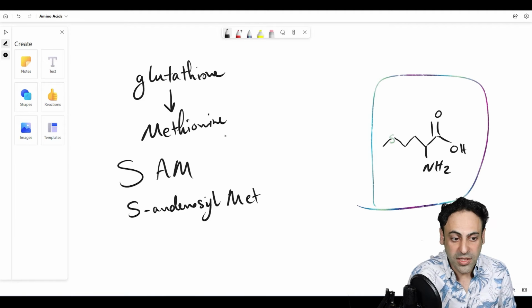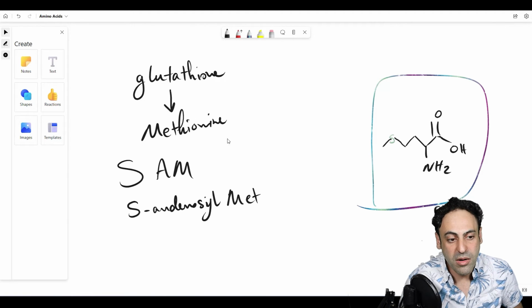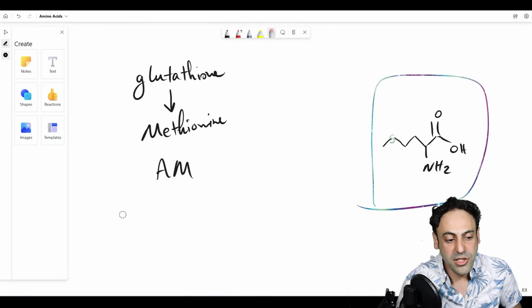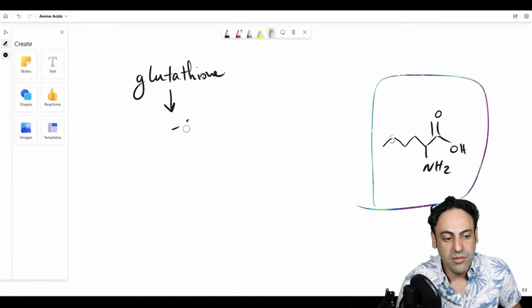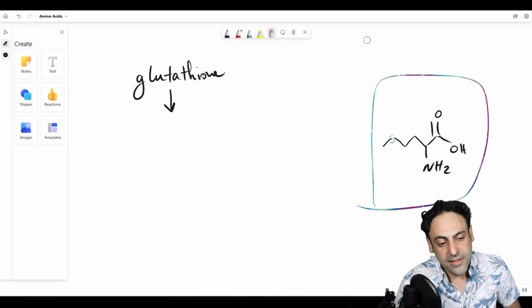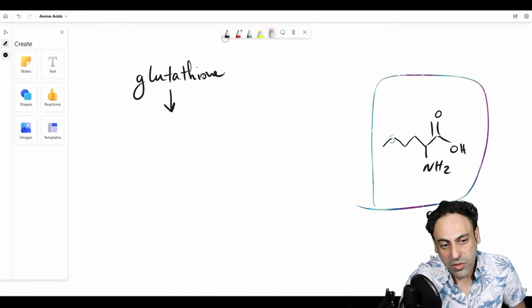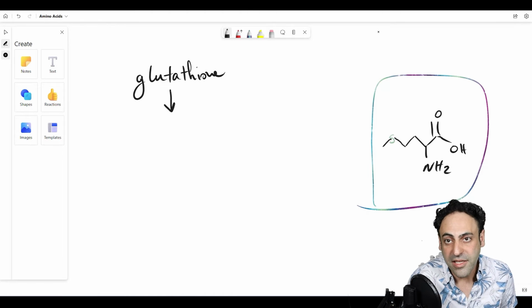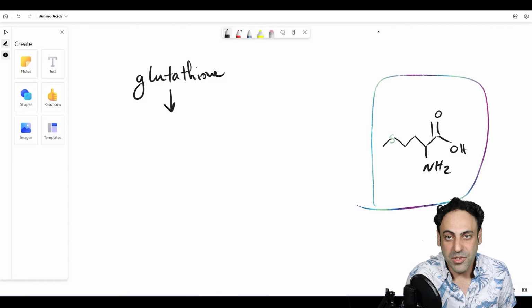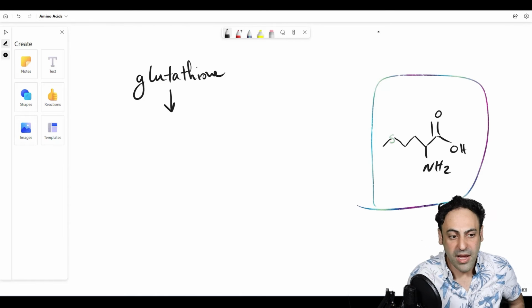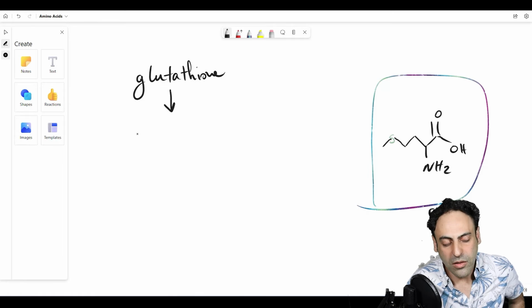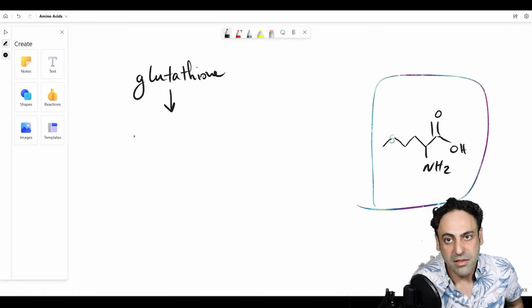Also, something very important you need to know about glutathione: let's get a little into the pharmacological aspect of it as well. One of the most important things is Tylenol, an analgesic that we use almost on a daily basis. People take it to reduce fever and to get rid of pain. The scientific name of Tylenol is acetaminophen.